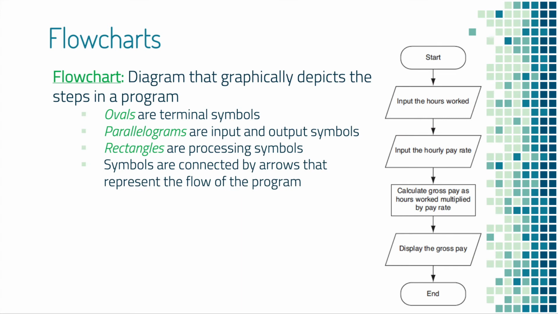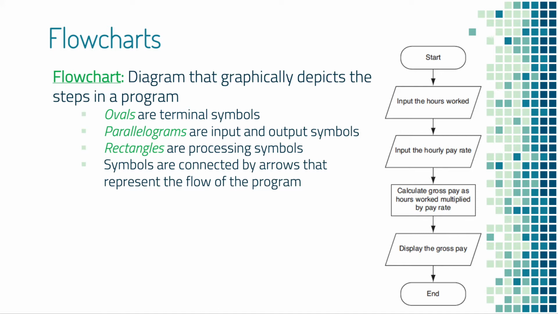We also have flowcharts. So after we have our pseudocode, we figure out what we want to do. We then move over to flowcharts. So flowcharts are what we're going to be using in this class to diagram or design the actual flow of the program. So you have your oval shapes you see at the top and bottom here. You'll see start and end. Those are our terminal symbols. So when the program starts, we have start.